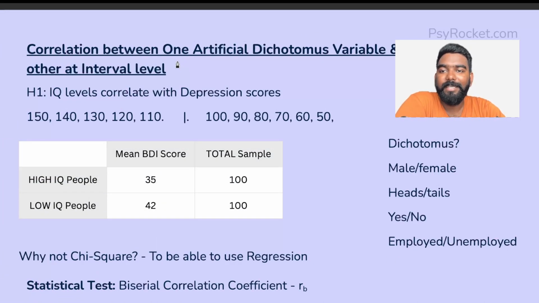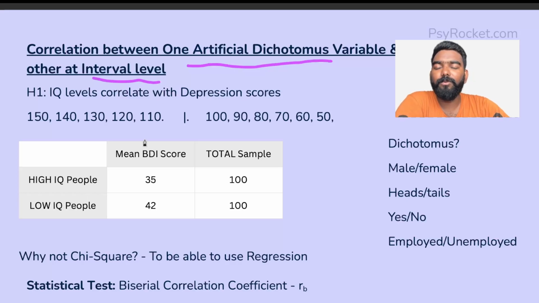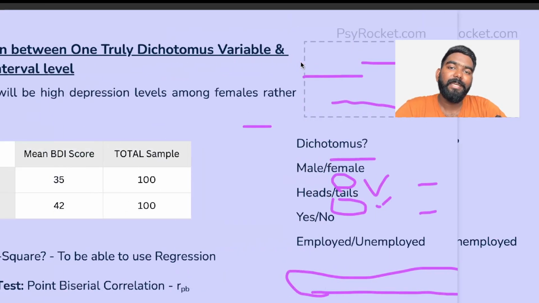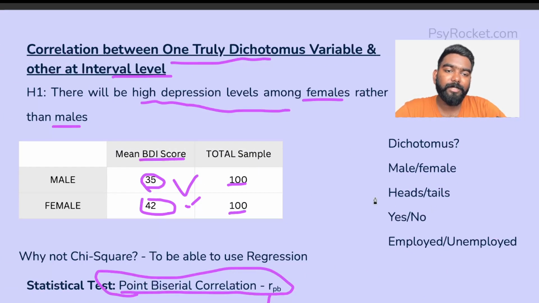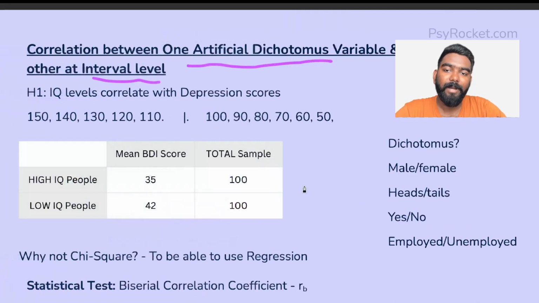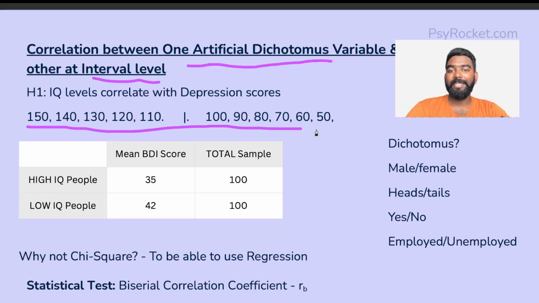Suppose you want to see the correlation between one artificially dichotomous variable and another at interval level. What do you mean by truly dichotomous and artificially dichotomous? Here, truly dichotomous means they exist as they are in real life. Yes or no, heads or tails, they exist as they are. But here what we will do is reduce these categories from interval level data.